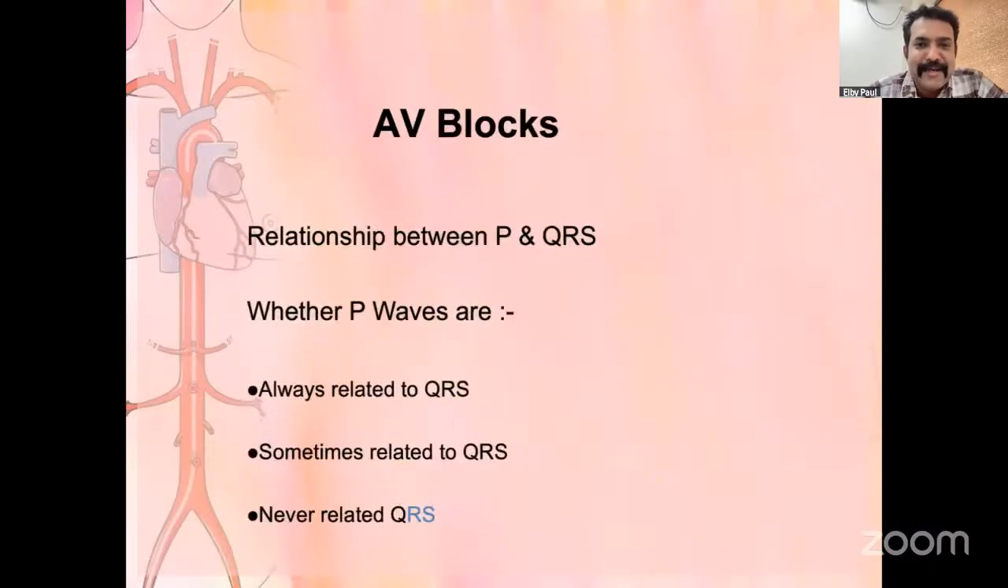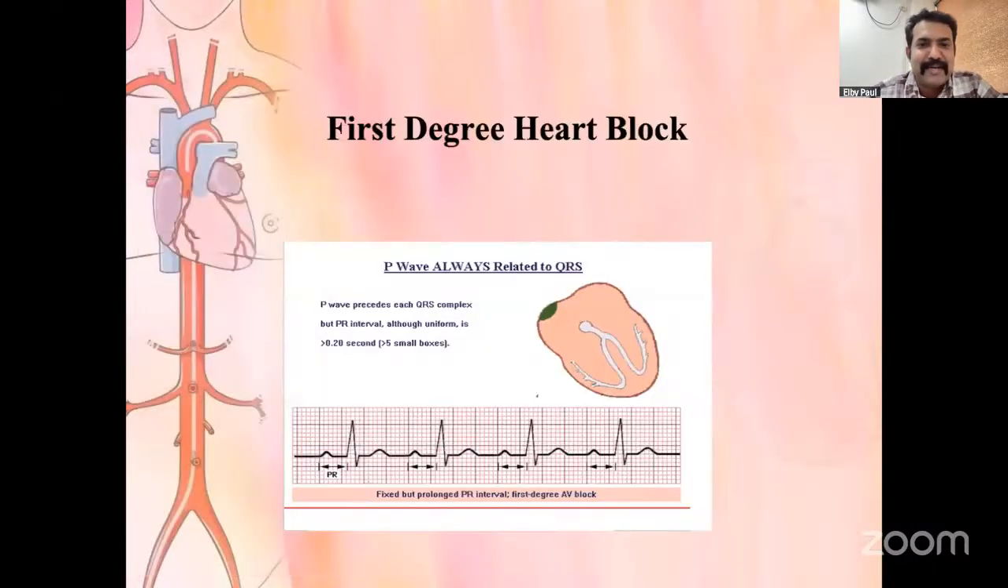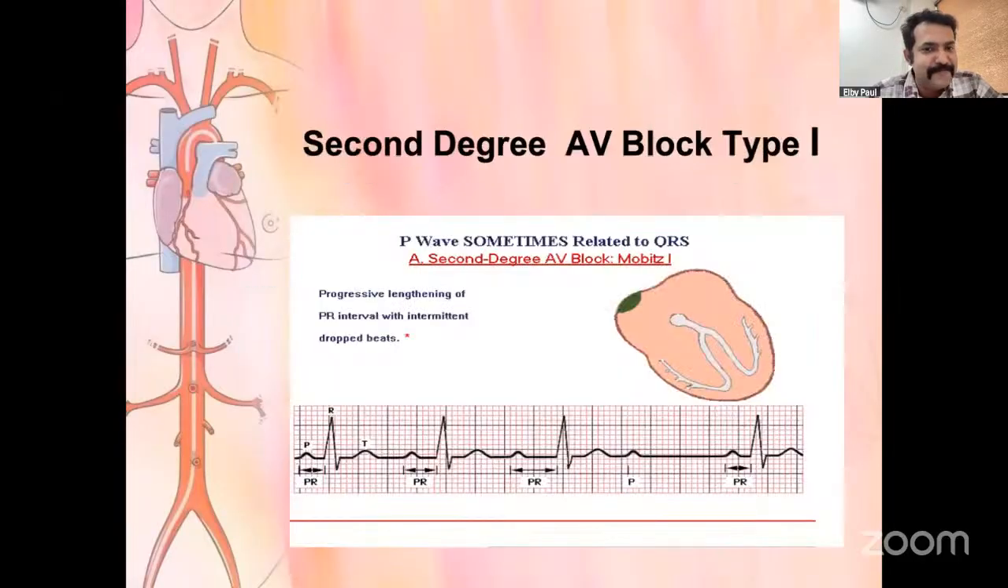Okay, heavy blocks I already discussed. Okay, first degree heart block, discussed. Okay, see the second degree heart block, type 1. See here the PR interval is normal. यहाँ पे गैप बढ़ गया है, यहाँ पे और बढ़ गया है. आप देखो P आ गया, यहाँ पर QRS कॉम्प्लेक्स गायब हो गया.